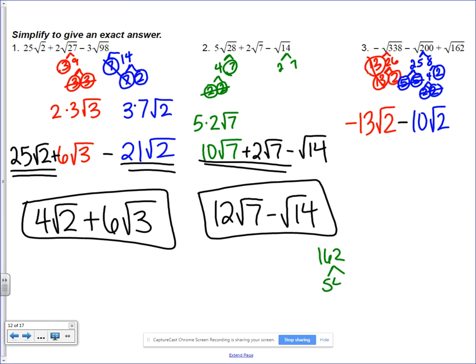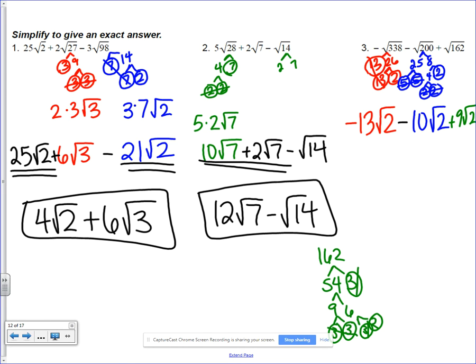54 times 3. How about the 54? How about the 9? And how about the 6? All right, was there anything out front of that one? Nope. What gets out? 2 pairs of 3's. So 3 times 3 is, and then what's left underneath? A 2.